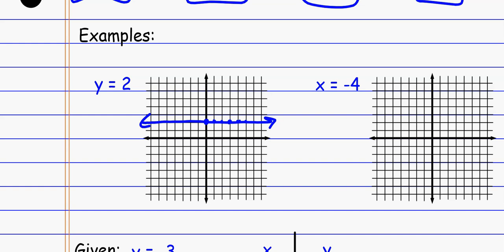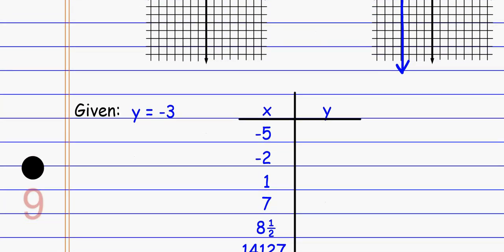Likewise, x equals -4. I go to -4 on the x-axis. X equals is a vertical line, so I draw a vertical line. And again, think about the ordered pairs that are on this line, right? It's -4, 0, -4, 1, -4, 2, -4, 4, -4, 1,000, all right? The thing that all the ordered pairs on this line have in common is that the x value is a -4, okay? So it's the equation x equals -4.